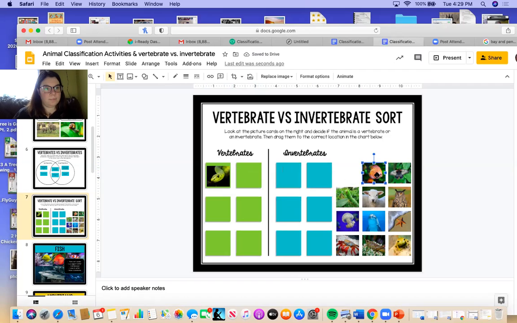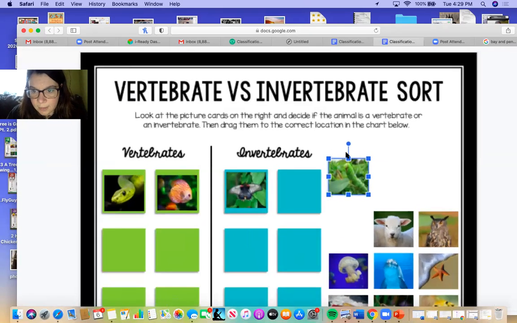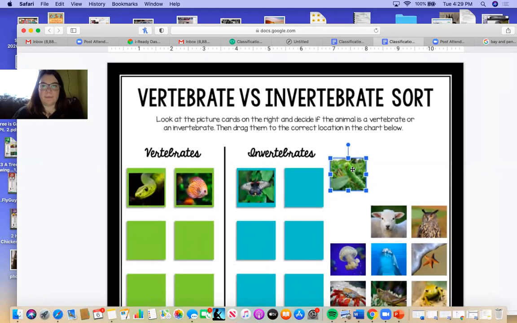Fish. Yes, fish have backbones. A butterfly. So insects do not have a backbone. They are invertebrates. That looks like a little wormy guy. I can't see. Yep, a little caterpillar wormy guy. That is an invertebrate.